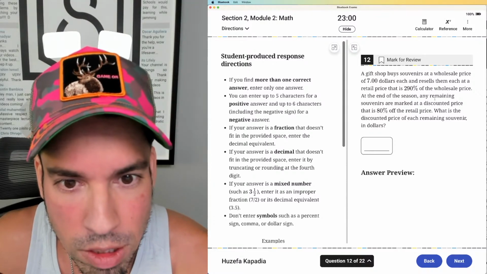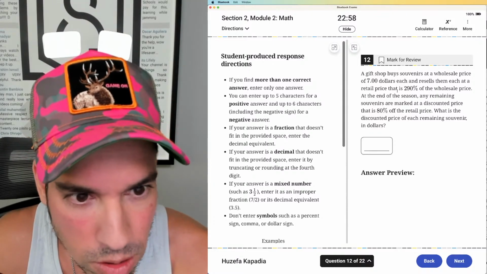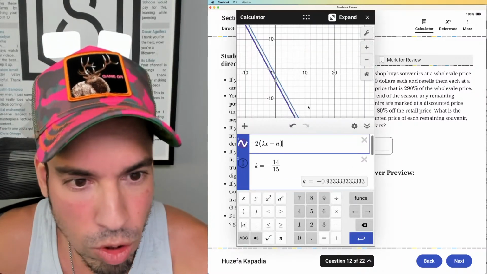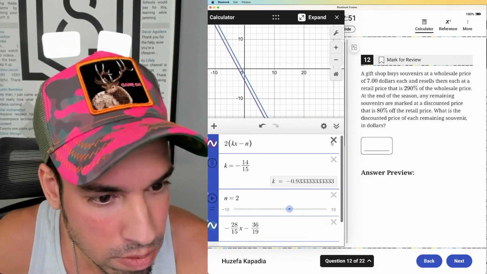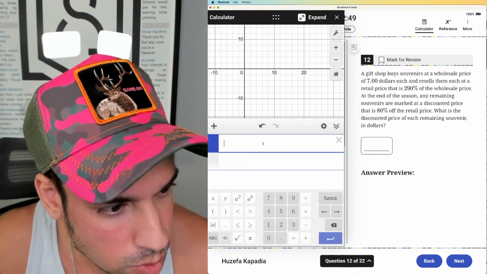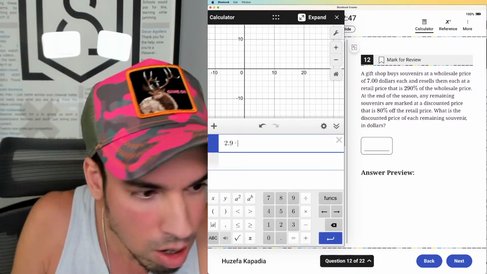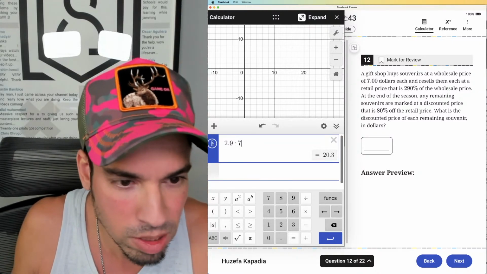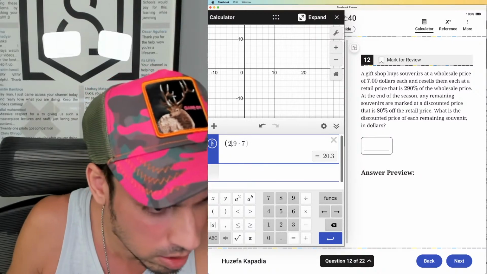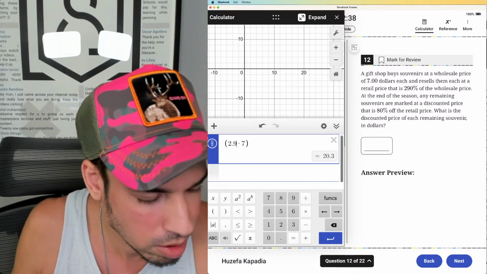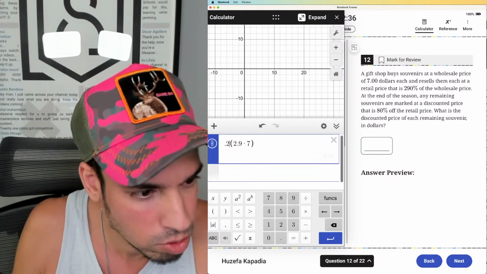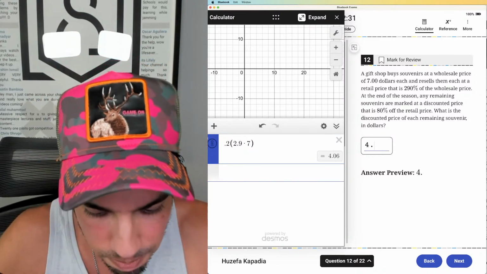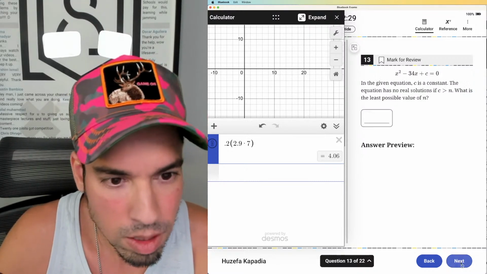Okay, gift shop buys souvenirs at wholesale price, $7, resells them each at a retail price that is 290% of the wholesale price. We can do this in Desmos. So 290% of, that means multiply. So we say 2.9 of 7, and then this is at a discounted price that's 80% off the retail price, meaning we're at 20% remaining. So then I multiply this by 0.2. I think that's fair. $4.06. We got them. Okay, next.